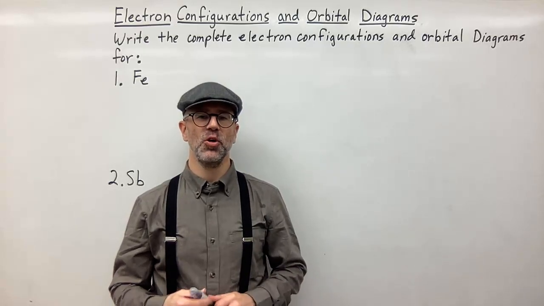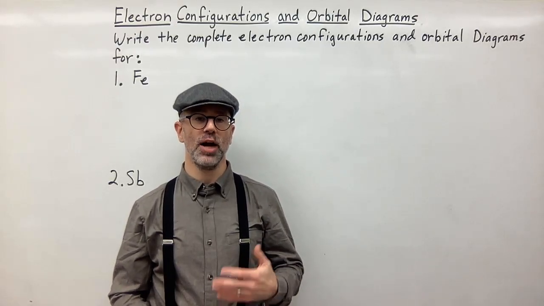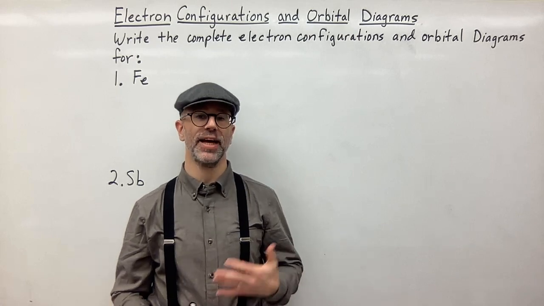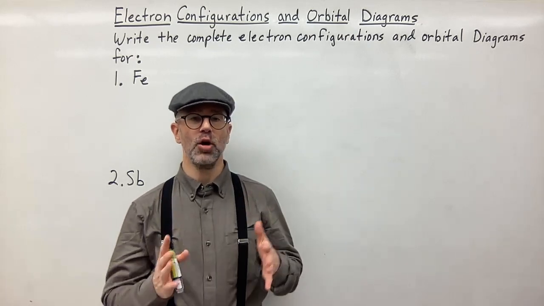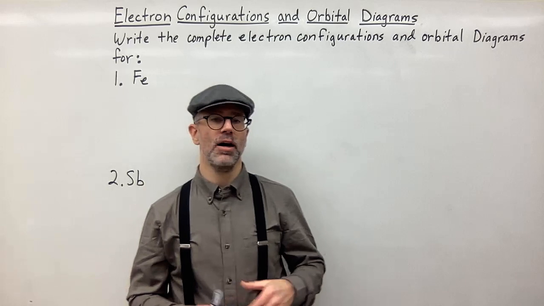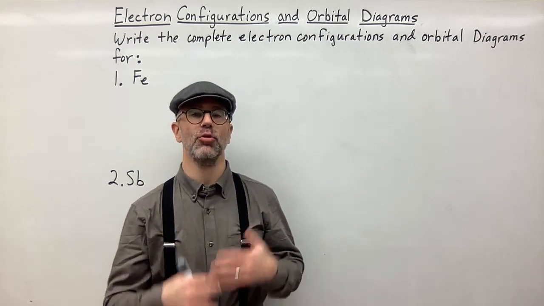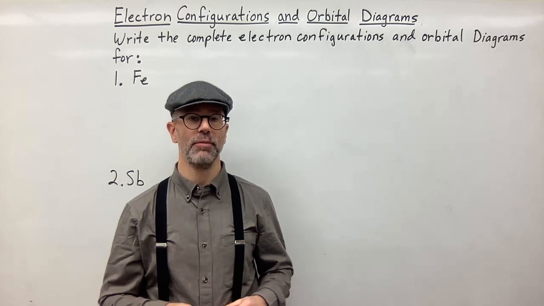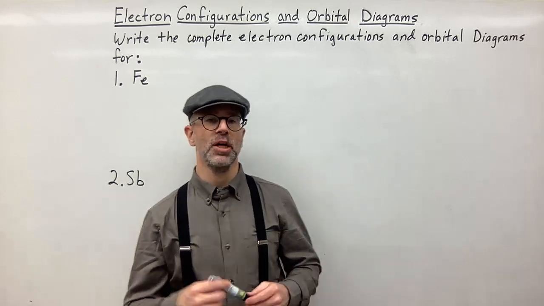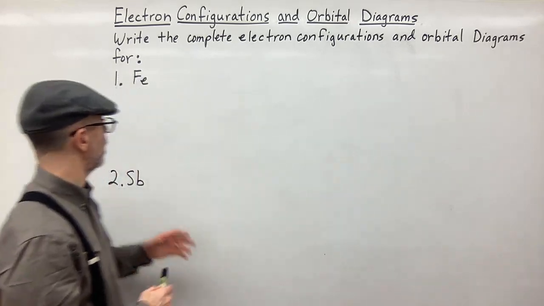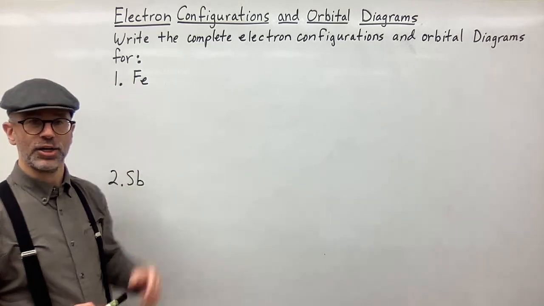My name is Mr. Kovalt, and in this video I'm going to go over how to do electron configurations and orbital diagrams. So I'm going to go over a couple of examples of how you would write out the electron configuration and write out the orbital diagram for a couple of elements. So let's get started. So here we have iron.